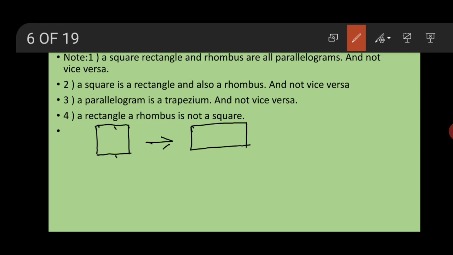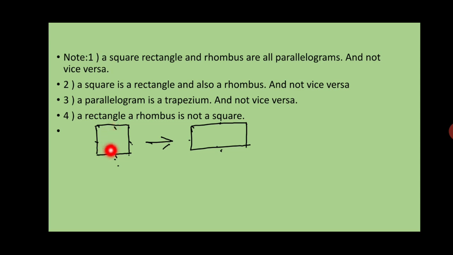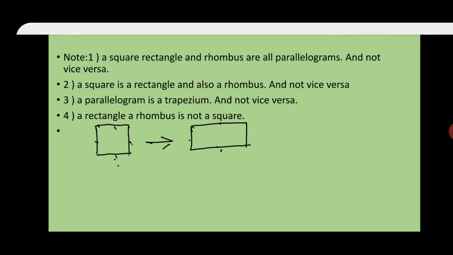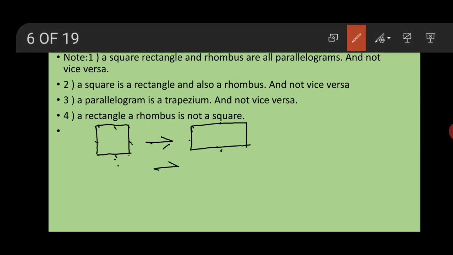In a square, opposite sides are equal. Do you agree? Opposite sides are equal. Here also, this side is equal. Opposite sides are equal. Therefore, a square is a rectangle, and all angles are equal. Here also, all angles are equal and it measures 90 degrees. And it is also a rhombus. Do you agree? A square is also a rhombus.